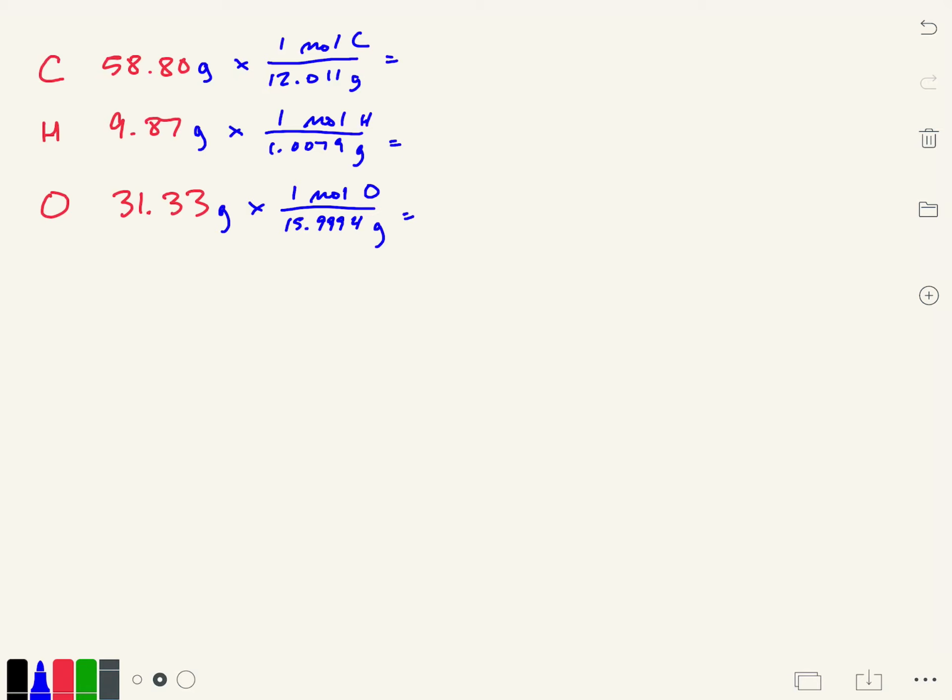So we have to figure out how many moles of each we have. 58.8 grams divided by 12.011 grams is about 4.89 moles of carbon. We've got 9.87 grams divided by 1.0079 is about 9.79 moles of hydrogen. And 31.33 divided by 15.9994 is 1.96 moles. Now, the more rounding you do, the more your numbers won't be close to whole numbers.